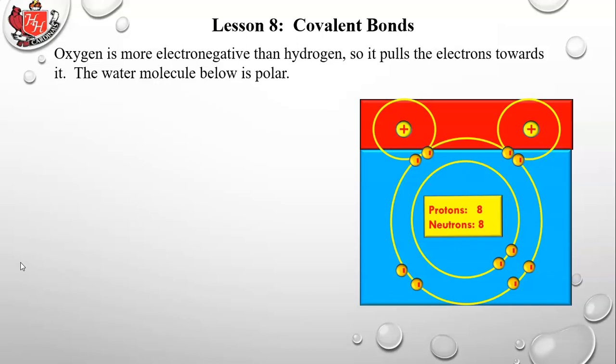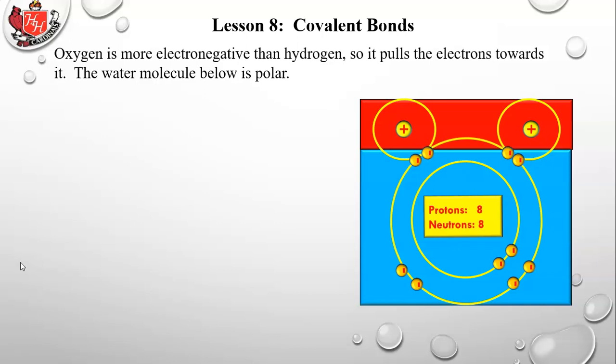You'll notice up in the red, all the electrons are pulled down towards the blue, down towards the oxygen. So up in the red, all you have are 2 protons. Those are the nuclei of the 2 hydrogen atoms, just a single proton. So the red area is a 2+ charge. It has 2 positive charges.